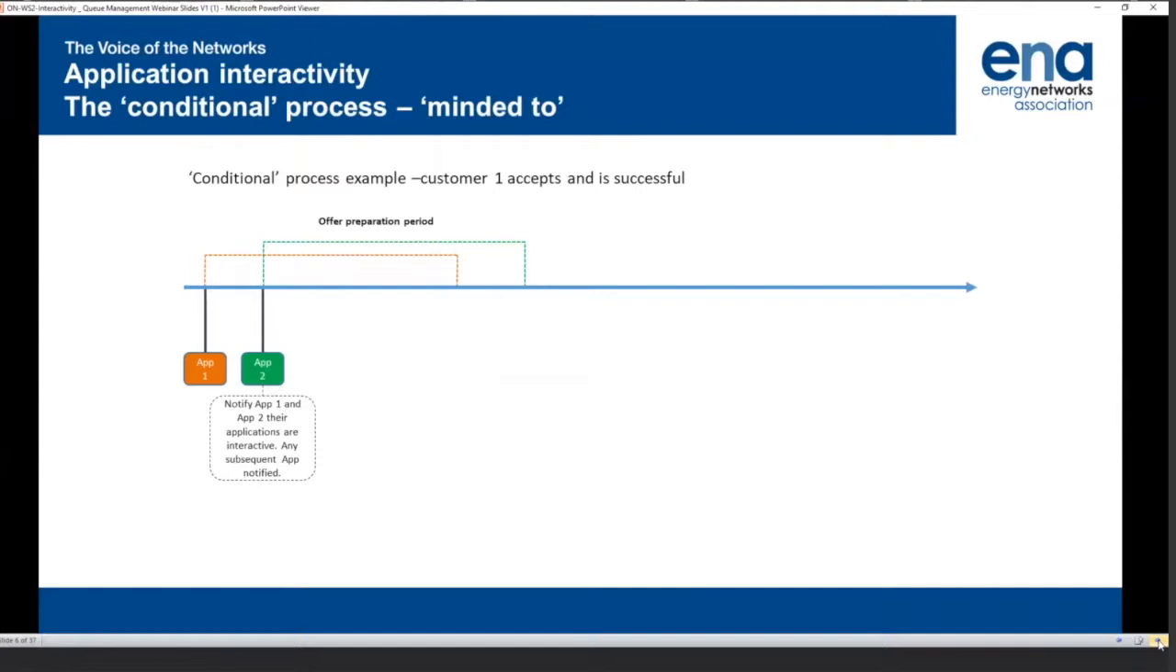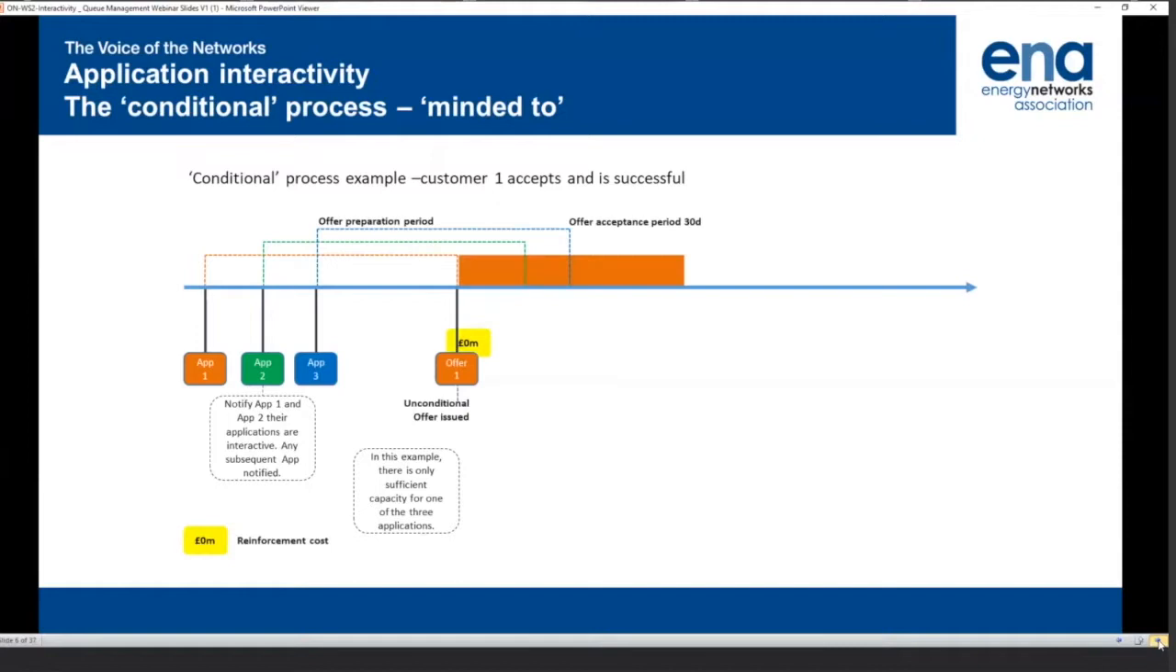This is different from the moratorium process, where there are generally no notifications at all prior to the interactivity being triggered. Okay, next slide. It's just a note box to say, in this example, there's only sufficient capacity for any one of the 3 applications. And then we've got an application by a 3rd customer. At that point, or shortly after the 3rd application comes in, the offer for customer 1 is prepared and issued.